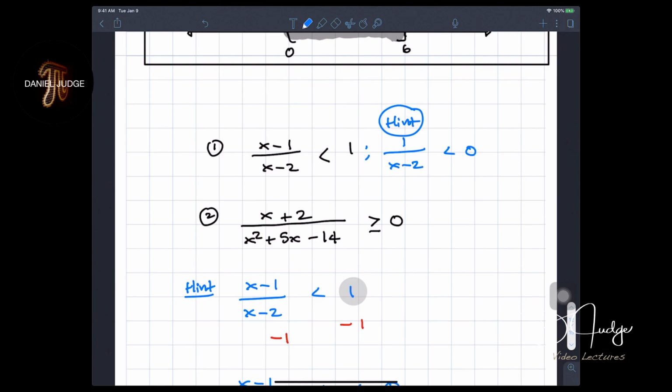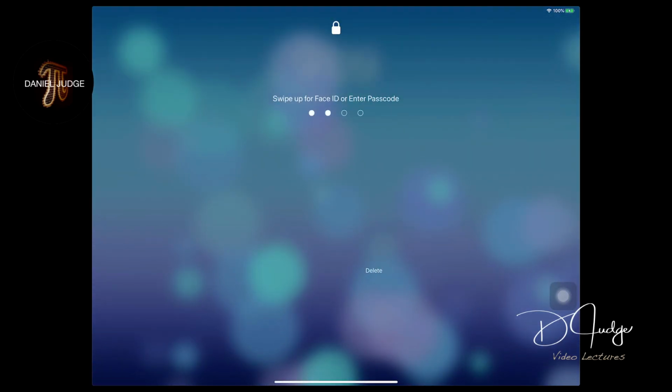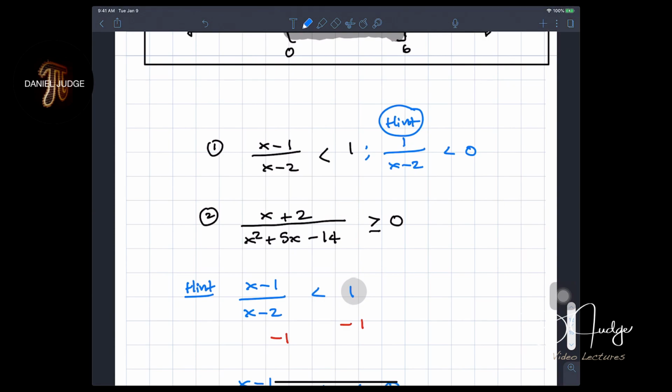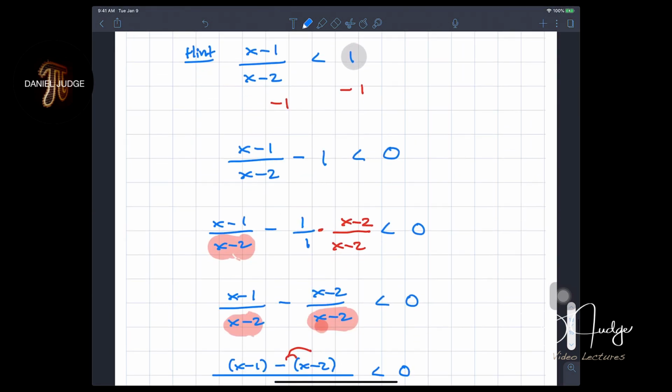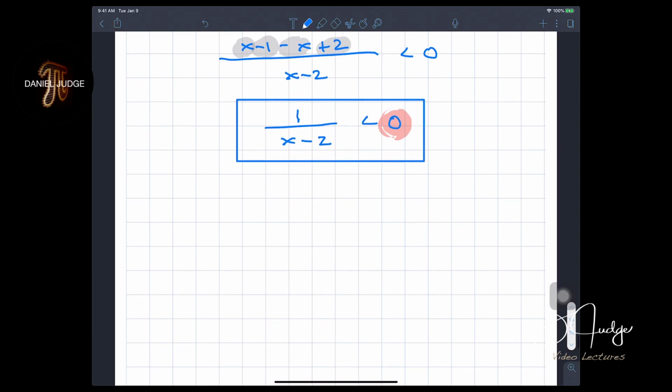Okay, here we go. Let's try something out. These are kind of interesting, so I wanted to give you that twist there. 1 over x minus 2 being negative, that fraction. So I want you guys to know, here's what you would do. Here's how I think about that.